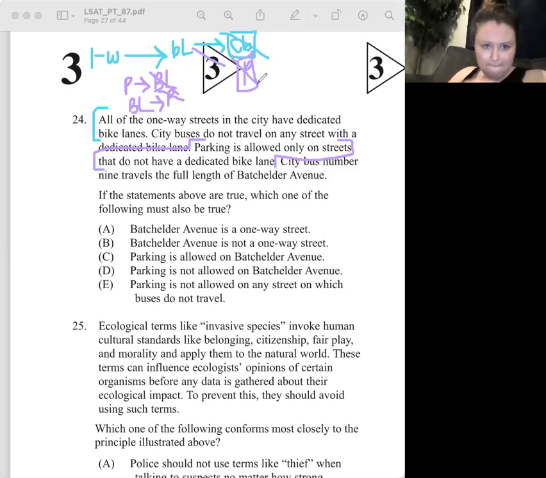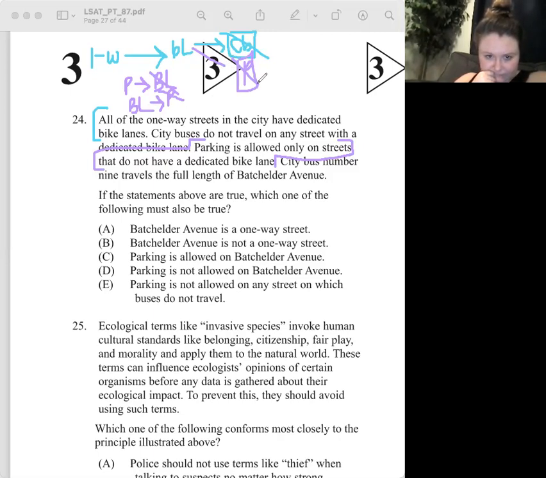Cool. Okay. City bus number 9 travels the full length of B Avenue. So for me, I then know it's a city bus traveling the full length of a street. So we know then it's not a one-way street. Well, we know it doesn't have a bike lane.